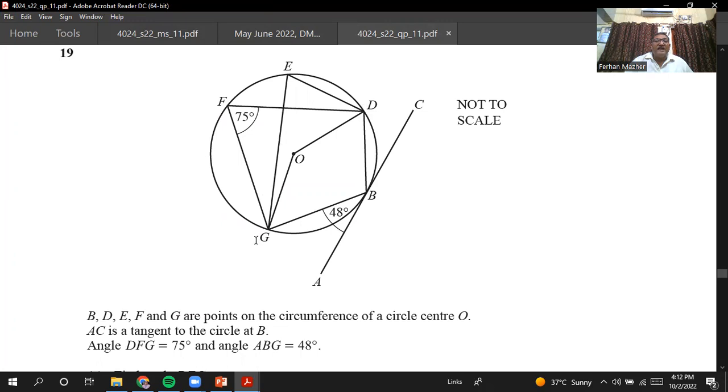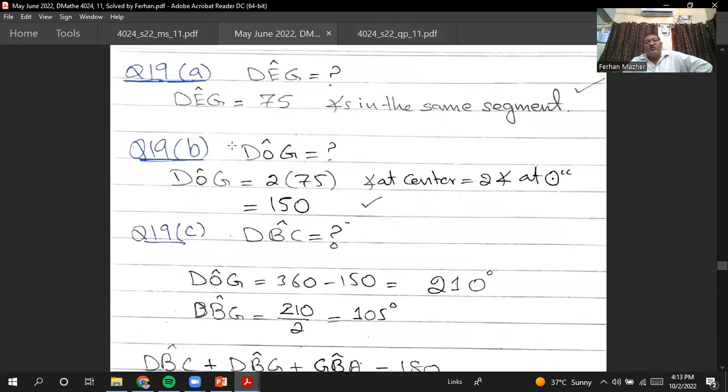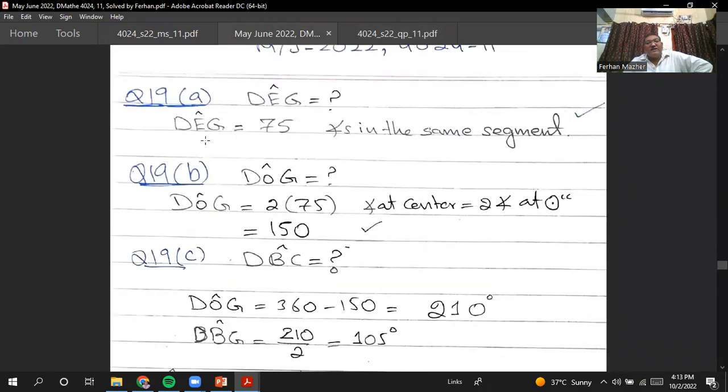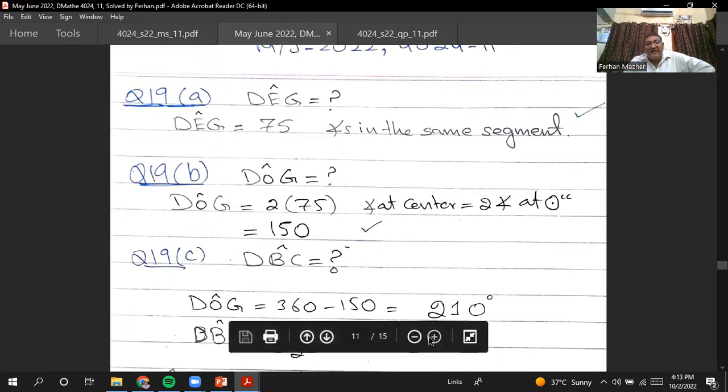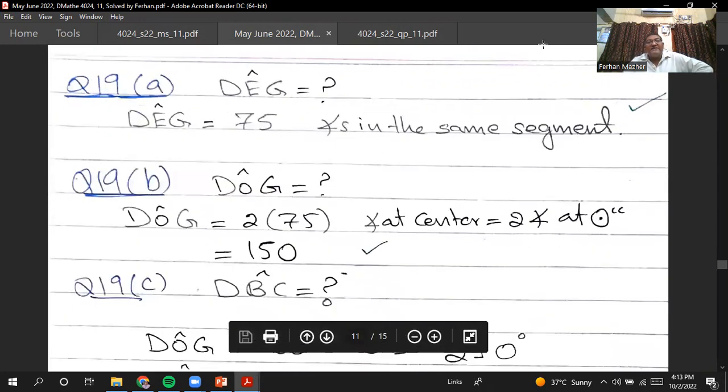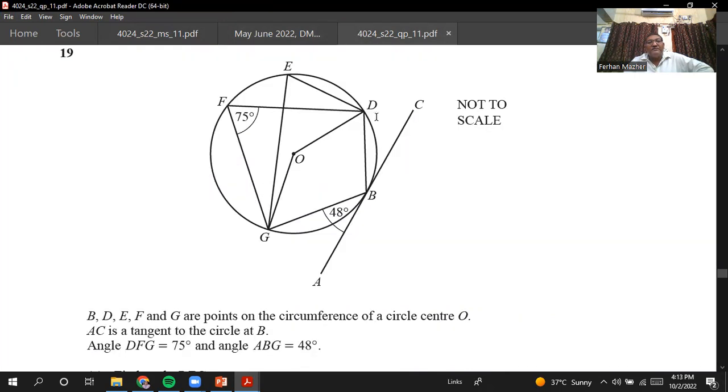Can you see this D and G? They go to the circumference, making angle 75. The D and G go to the circumference, and they make an angle E. So this angle here and this 75, they are angles in the same segment. So let me show you my solution. The DEG will be equal to 75 because they are the angles in the same segment. Okay. So now this angle is 75.